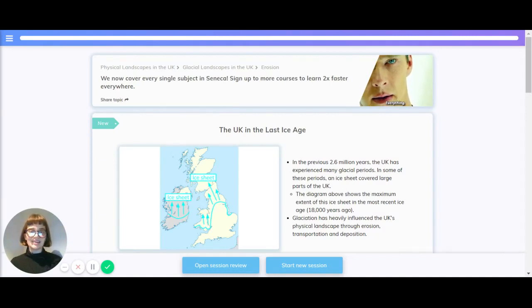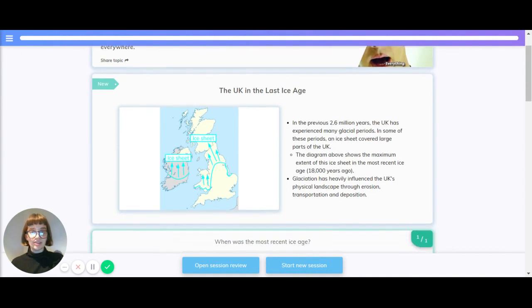Hi there, let's take a look at glacial landscapes, looking at glacial erosion as well as the UK in the last ice age. So in the previous 2.6 million years, the UK has experienced many glacial periods. In some of these periods, an ice sheet covered large parts of the UK. The maximum extent of this ice sheet in the most recent ice age was 18,000 years ago and covered much of the north of the UK and of Ireland.